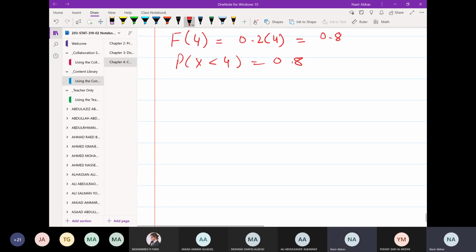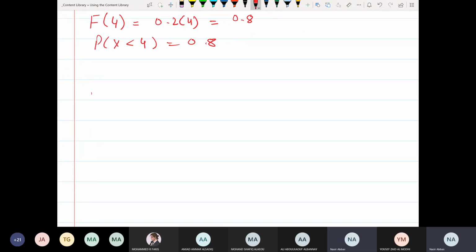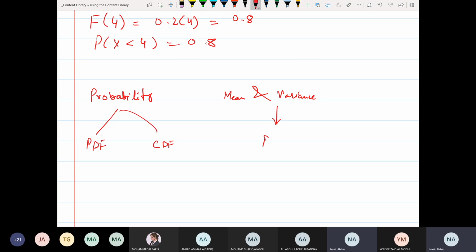So the overall summary is here. We can ask you 3 types of questions. We can either ask you for the probability, whether it's less than, greater than, or in between. You can use both PDF and CDF. We can ask you for mean and variance. This can only be found from PDF. And we can ask you for percentile. This can only be found from CDF.